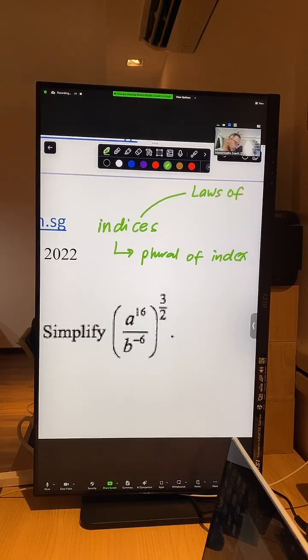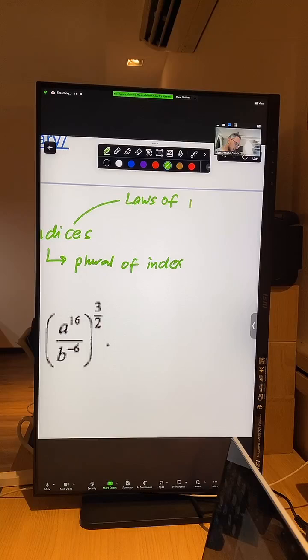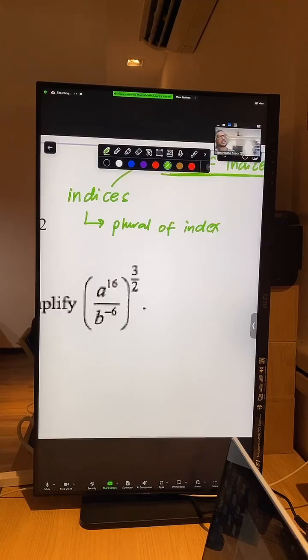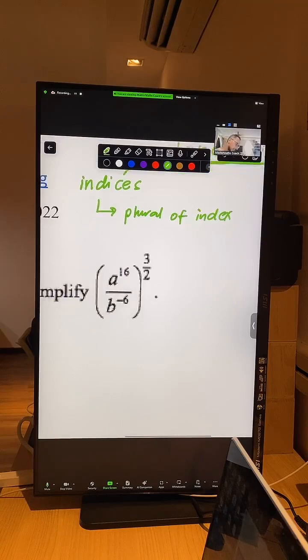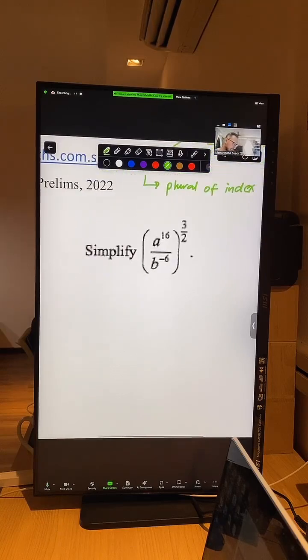Laws of indices. So Singaporeans are law-abiding people. Singapore is a lawful country. Then indices also we have laws. So if you have not memorized the laws of indices, please go and memorize them, because if you don't, it's a bit difficult for you to do the question. Of course, this is if you're a secondary school student. If you're an adult, why would you want to memorize the laws of indices? Unless you want to teach someone.